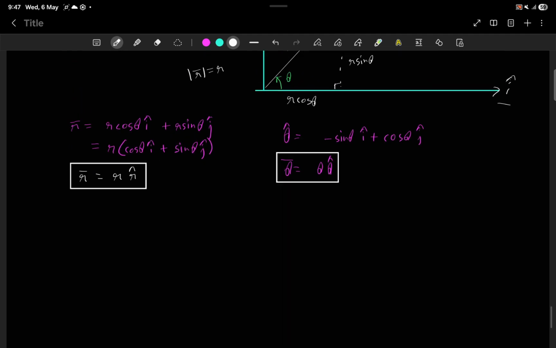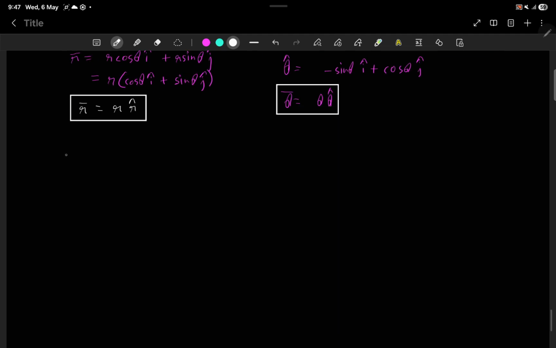Now, what is velocity? First of all, let us derive the velocity in polar coordinates.